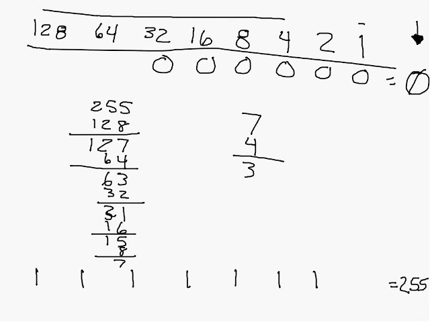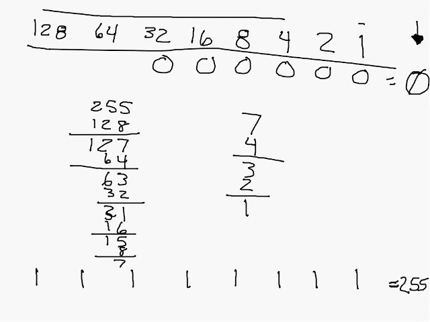Could we put a 1 in the 2 position? Yep. That leaves us 1. Could we put a 1 in the 1 position? Yeah, that leaves us the last one. So 1, 1, 1, 1, 1, 1, 1, 1 is 255. A number you will see over and over again.